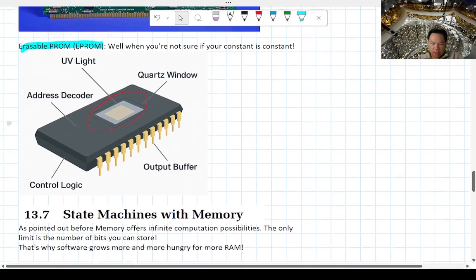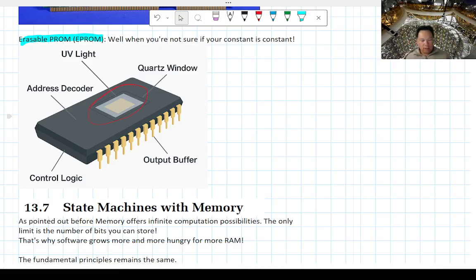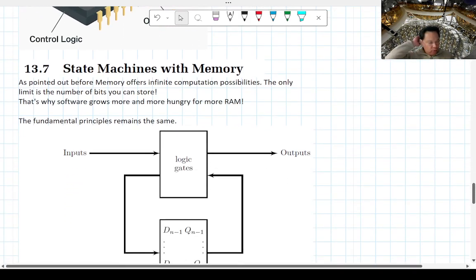Okay, and this is a way to keep memory that is less volatile than your DDR RAM, which only keeps the information for a few milliseconds, but you don't want to count on that. Okay, the last thing we'll talk about is state machines with memory.